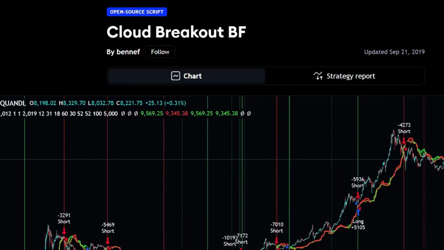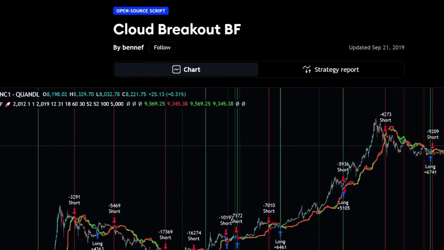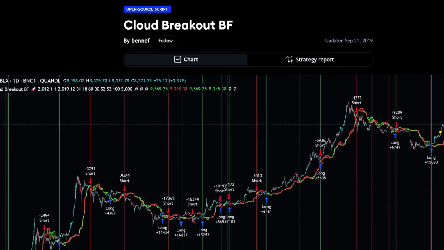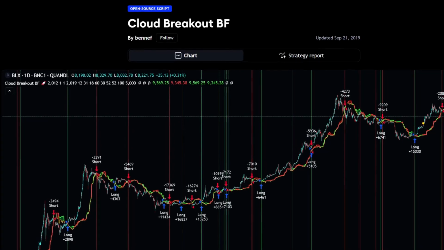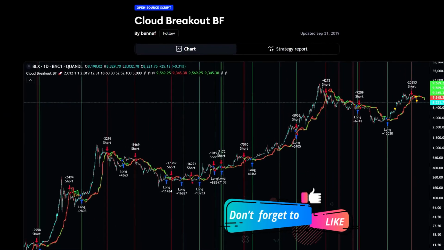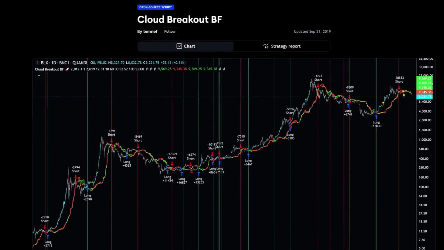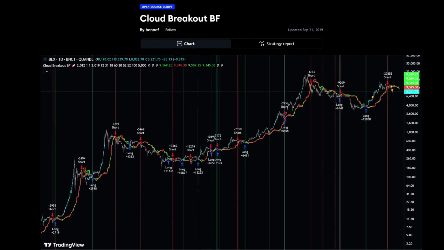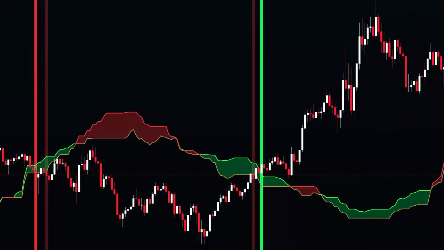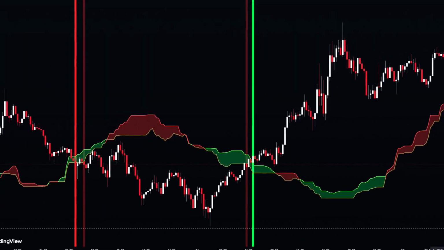So what's the deal with the Cloud Breakout BF? Well, it's based on the Ichimoku indicator, which is well known for its ability to help traders identify trends and support and resistance levels. By using the Cloud Breakout BF indicator, we're taking advantage of the power to spot potential breakouts and generate signals for our strategy. The goal is to fine-tune it so that it gives you the most accurate signals possible.